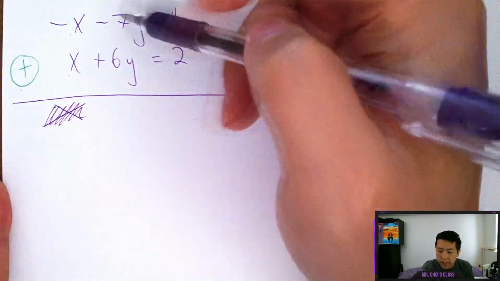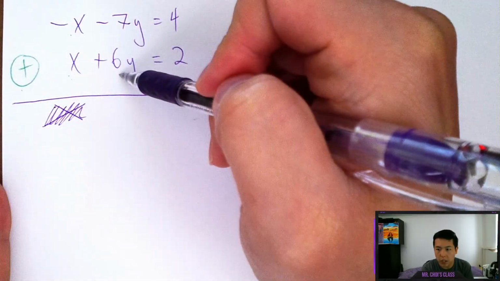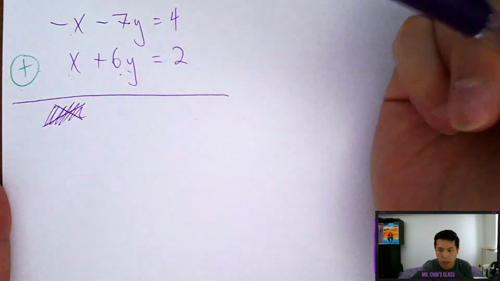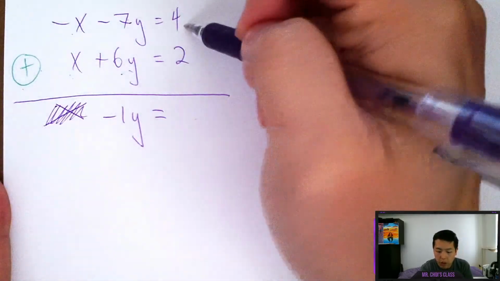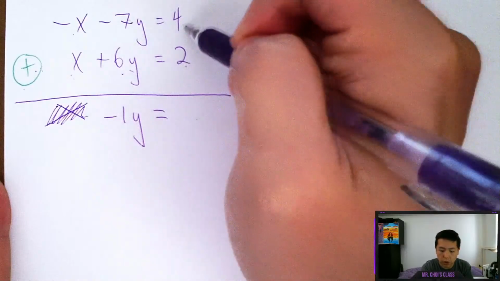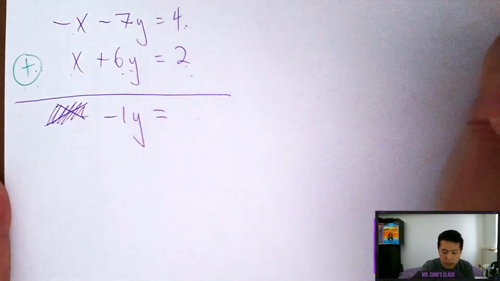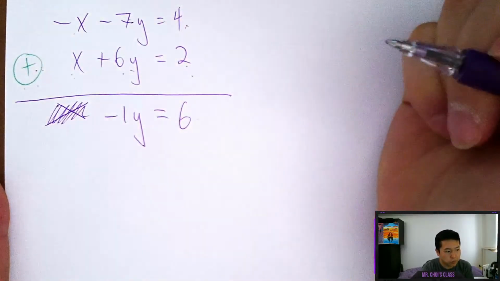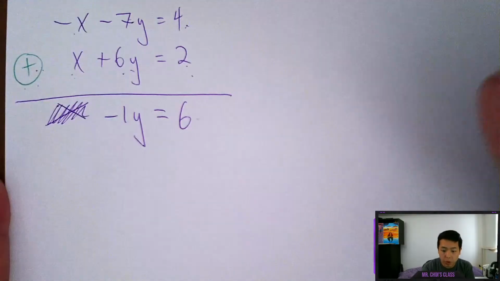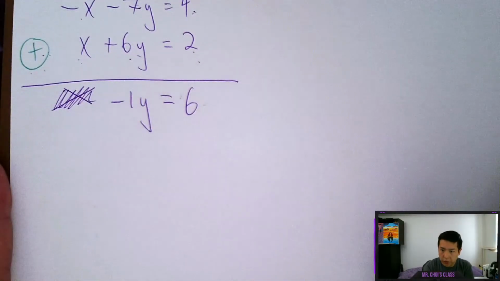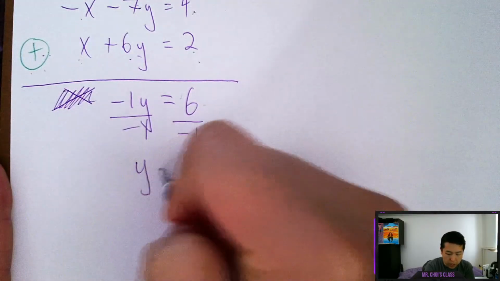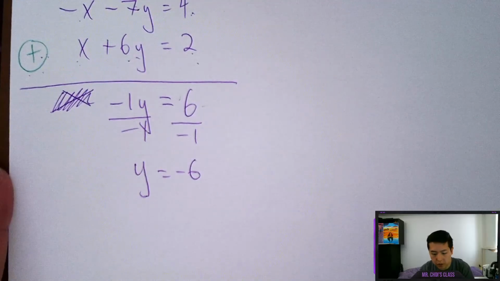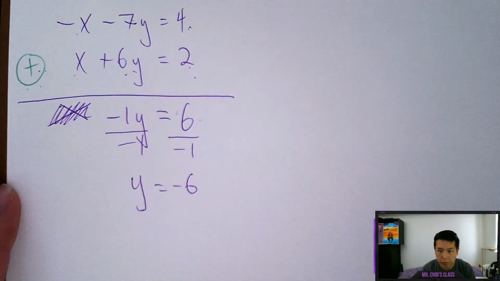Okay? -7 plus +6. That's going to give me -1y equals then 4 plus 2. And that's going to give me 6. And then step 2 was to solve this. Can you solve for y? And absolutely I can solve for y. That's going to give me y equals -6. Okay?